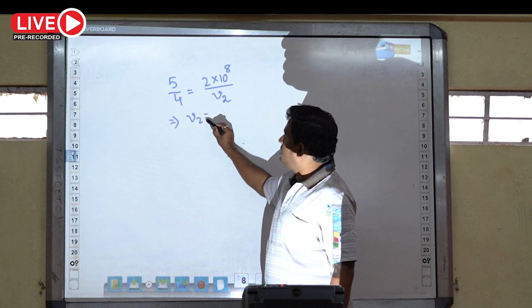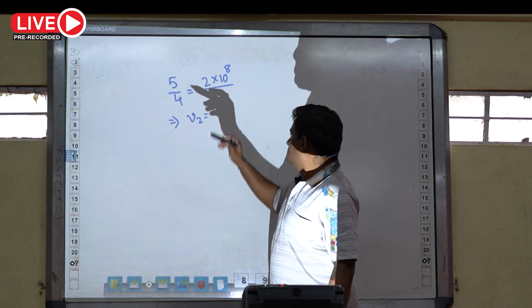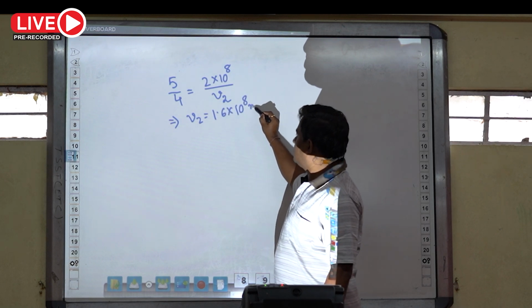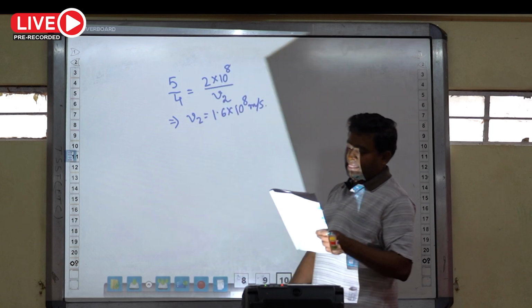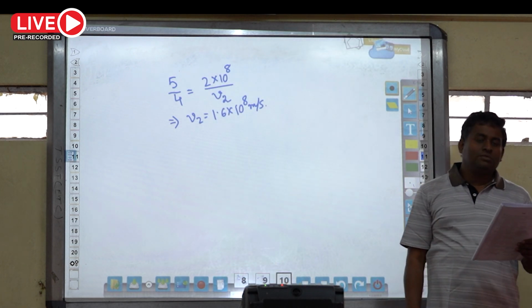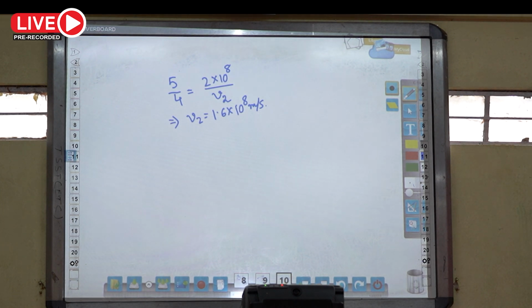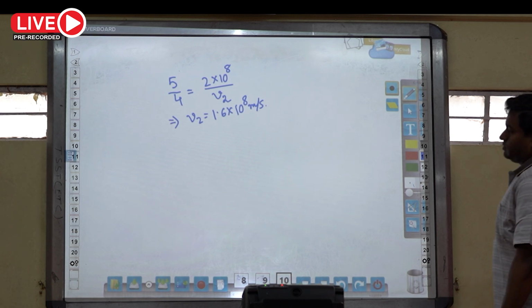So v2 will be 8 by 5, that is 1.6 into 10 to the power 8 meter per second. Now from this you cannot decide, because there are two values of 1.6 into 10 to the power 8. So you have to calculate the wavelength for the correct option.